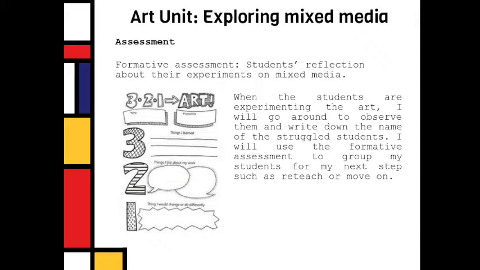For this lesson, I'm going to use formative assessment to assess my students about their reflections, about their experiments on mixed media. So when the students are experimenting with the art, I will go around to observe them and write down the names of the struggling students. So I will use the formative assessment to group my students for my next steps, such as whether I need to reteach or move on.